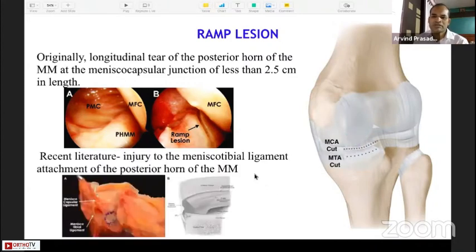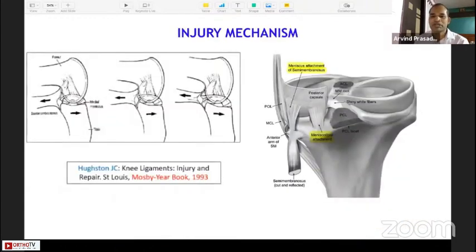So the meniscotibial ligament, through which the posterior horn of the medial meniscus attaches to the tibia, which is the strongest one, is also taken into consideration in this ramp lesion. The mechanism was described a very long time ago by Houston. When the knee is in around 90 degrees of flexion, the contraction of the semimembranosus pulls the capsule from the meniscus, and that leads to the development of this type of lesion, the ramp lesion.